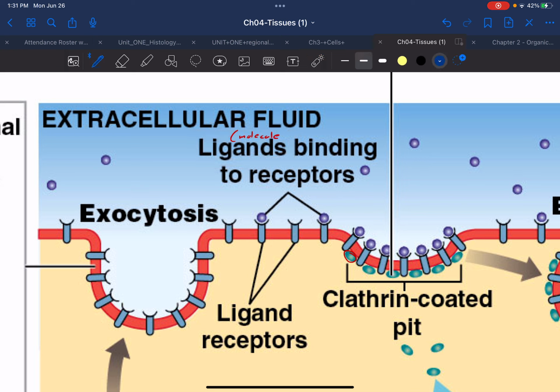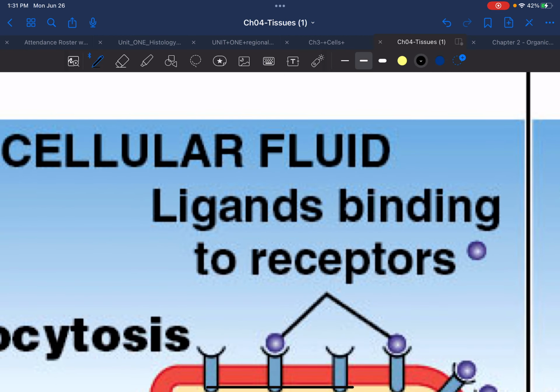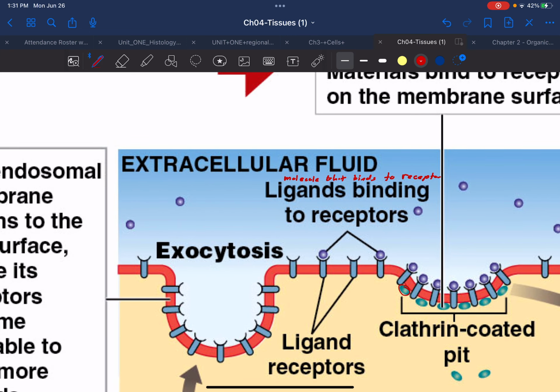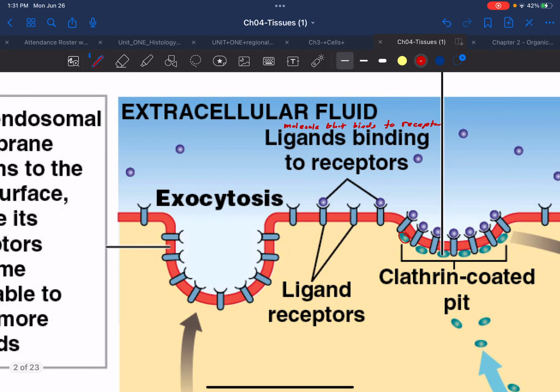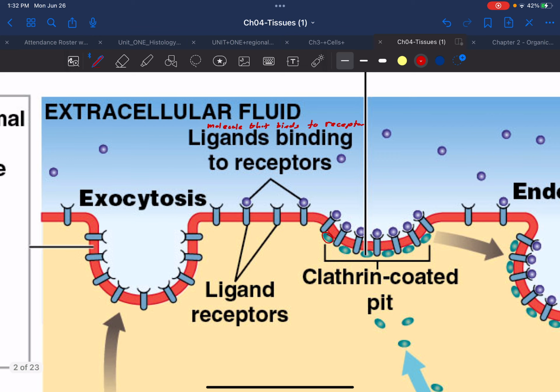So I need to clarify this. Molecule that binds to receptor. And just as simply, the receptors that bind to these molecules are called ligand receptors. Nice and easy. So the only adaptation we need to add is the word ligand. It means a molecule that binds to a receptor.